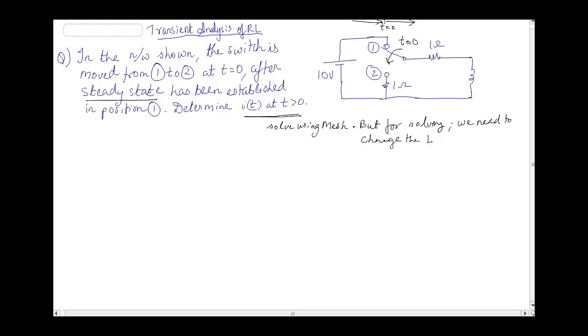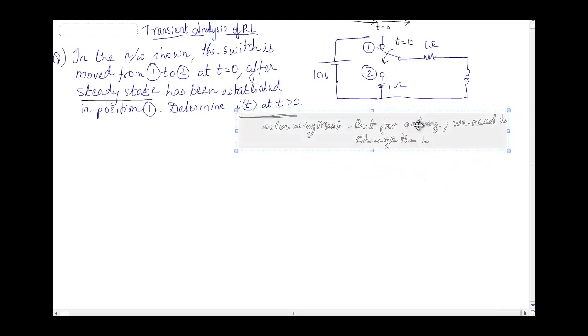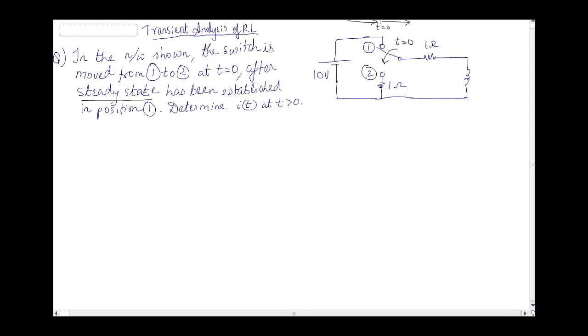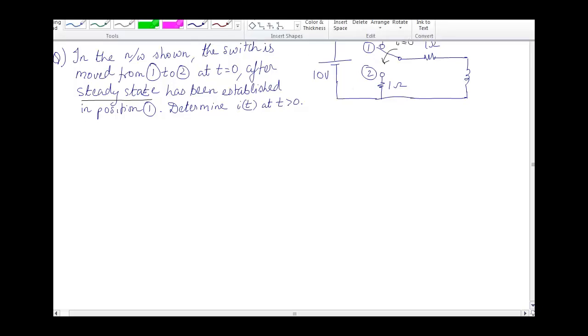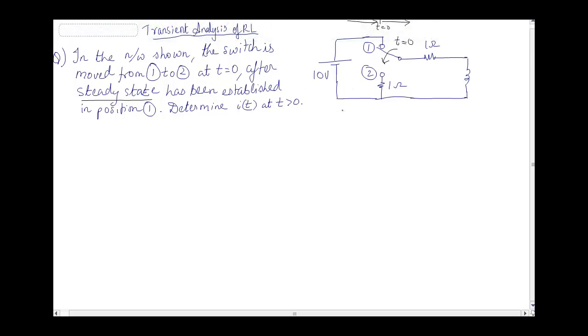How? So let me draw it on a clean slate. I want to draw the circuit at or after t is equal to 0, that is t greater than 0. At that point, the switch is going to be connected here. So I will draw it like this: the switch is connected at position 2. Position 1, whatever circuit portion that is, is not there, but I will still draw it just for reference.